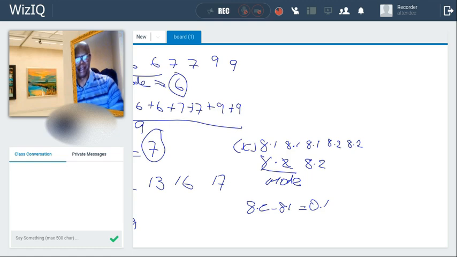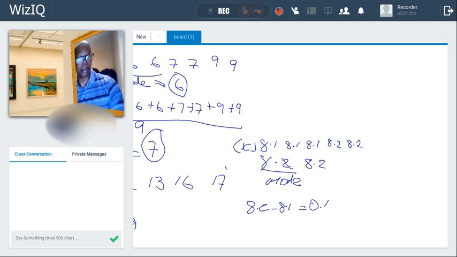For B, the mode is 8, and the range is 9, sorry, 17 take away 8, yes, it was 9. For C, the mode is 8.2, and the range is 0.1.